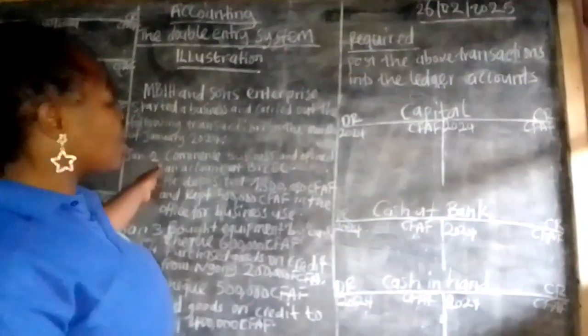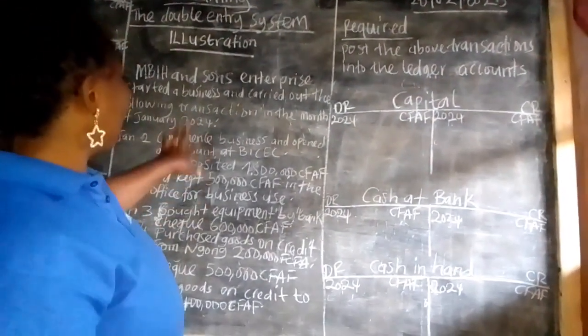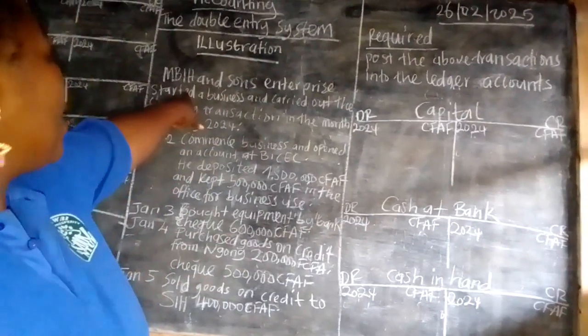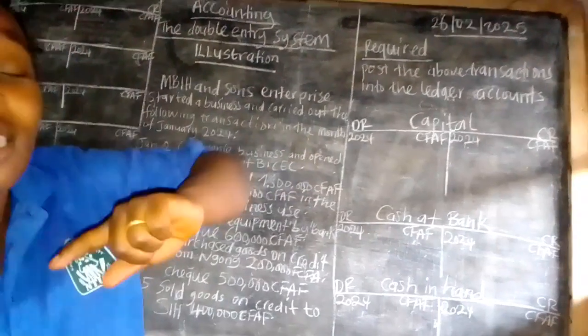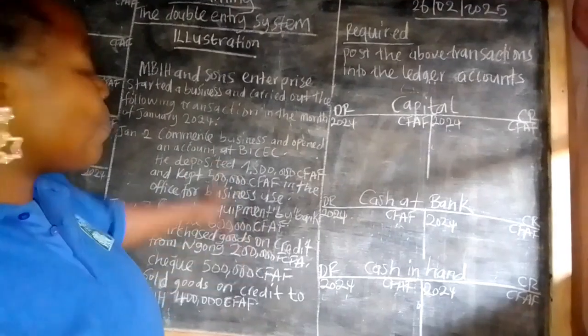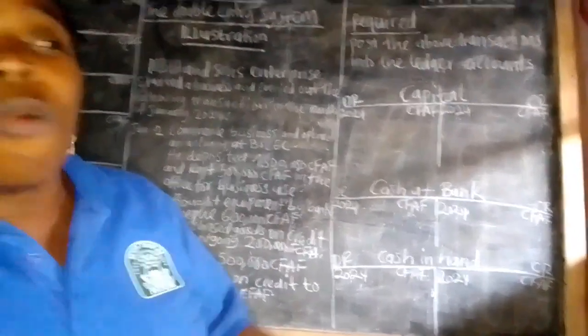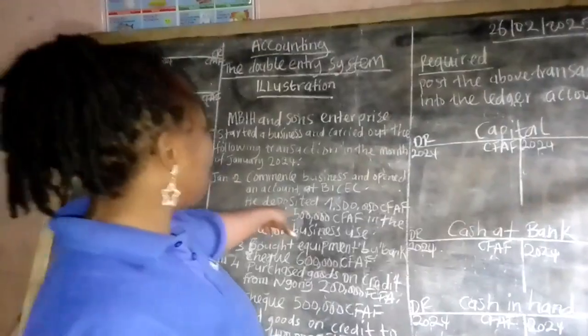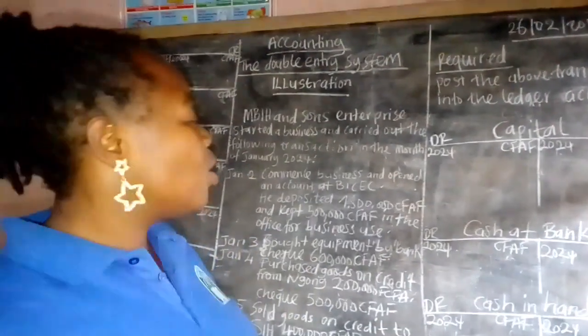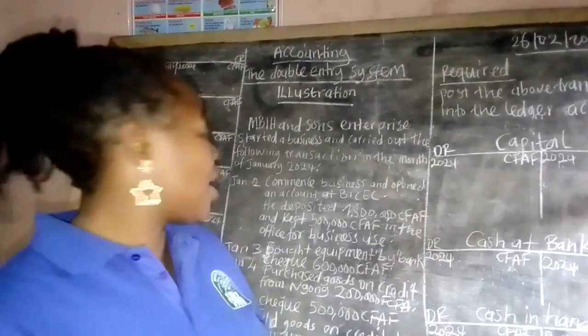Here in this transaction, you will discover that you have the capital account because Mr. B and Sons just started the business. So starting the business, what they started the business with was capital. And they deposited 1,500,000 in the bank. So we have capital, we have bank.